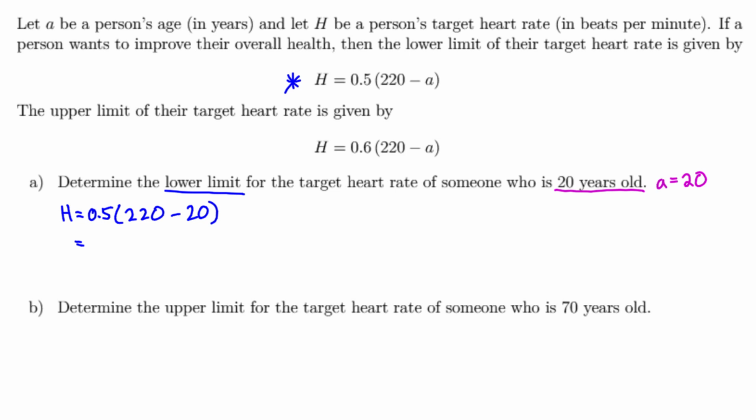Simplifying that, we'll simplify what's inside parentheses. We'll take that 220 minus 20 and it becomes 200. So we have 0.5 times 200, and when we multiply that out, we'll simply get 100. To summarize this, we'll write a sentence and make sure that we refer to the appropriate units that we have here. So what we found is that the lower limit for the target heart rate of a 20-year-old is 100 beats per minute.